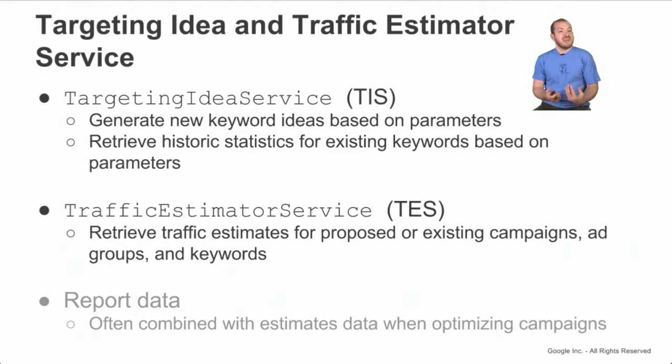You get the seed ideas from the Targeting Ideas Service and feed those into the TrafficEstimator Service, wrapping the keyword ideas that you get in ad groups and then those ad groups in campaigns, and then using that to generate traffic estimates. So that's what we're going to focus on here, how you can actually use both of these services together to get end-to-end traffic estimates from AdWords using targeting ideas generated also by the Targeting Ideas Service.